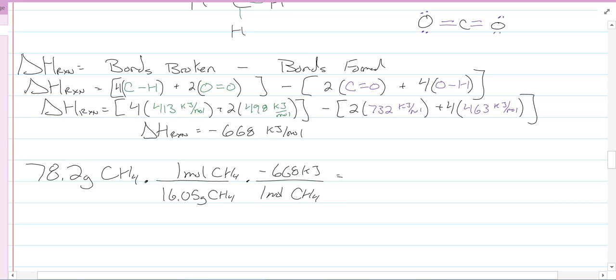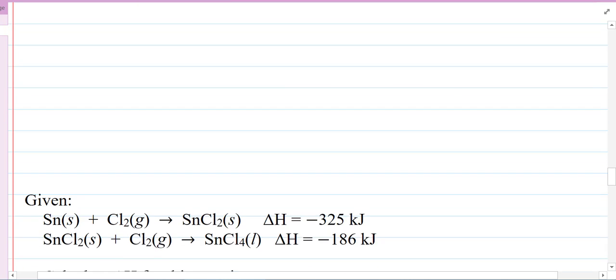I get 3250 kilojoules produced. So it's bonds broken minus bonds formed, and then we had an amount of methane. Using the delta H we calculated, how much heat did you produce? Next one.